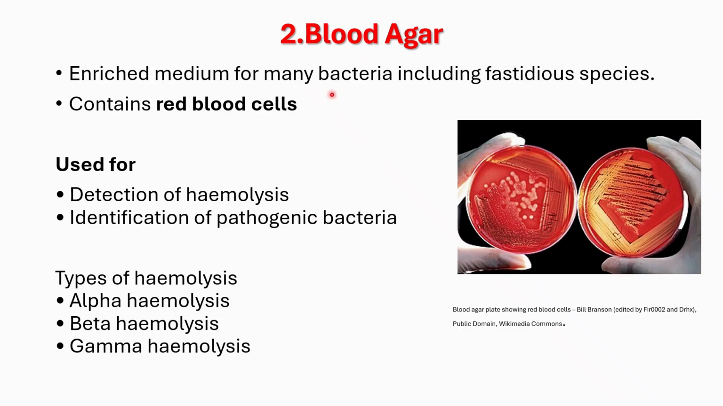Next is blood agar. Blood agar is an enriched culture media that supports the growth of many fastidious bacteria. It contains red blood cells, usually from sheep blood, which is why it is called blood agar, and it allows microbiologists to observe the hemolytic activity of the bacteria. Hemolysis refers to the breakdown of red blood cells by bacterial enzymes. There are different types of hemolysis. Alpha hemolysis produces a greenish discoloration. Beta hemolysis causes complete clearing around the colonies, and gamma hemolysis indicates there is no hemolysis. These patterns are important for identifying organisms such as streptococci.